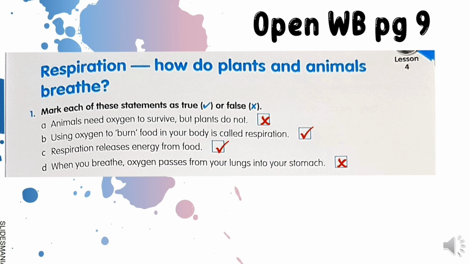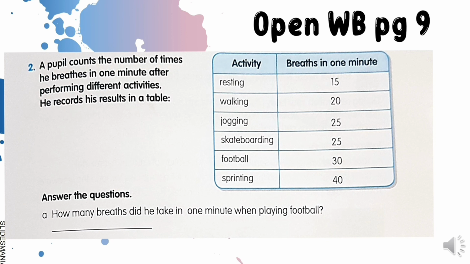Let's move to number 2. Now here, a pupil or a student counts the number of times he breathes in 1 minute after performing different activities, and he records his result in a table. So you can see the activity here: resting, walking, jogging, skateboarding, football, and sprinting. And the number of breaths he has written down: 15, 20, 25, 25, 30, and 40. So question 1, how many breaths did he take in 1 minute when playing football? It is, yes, 30.